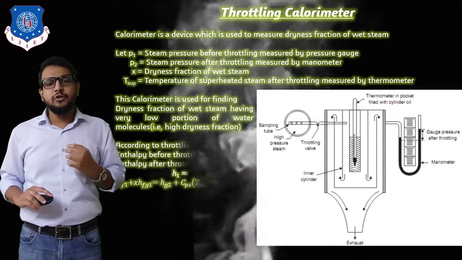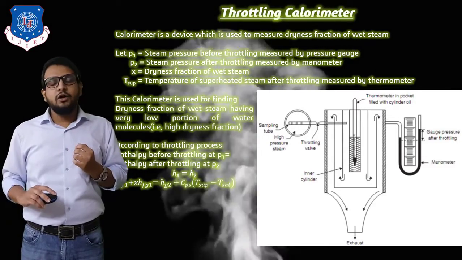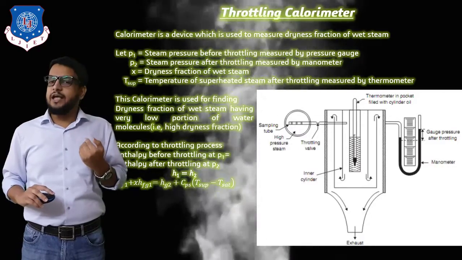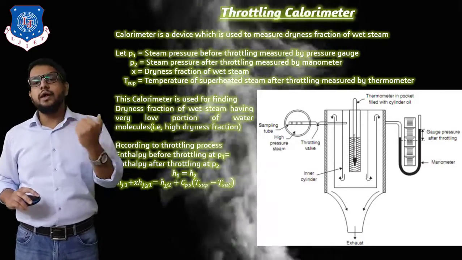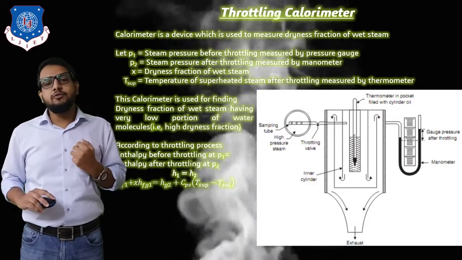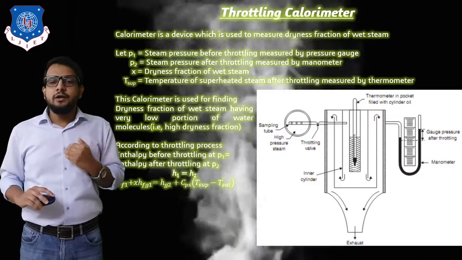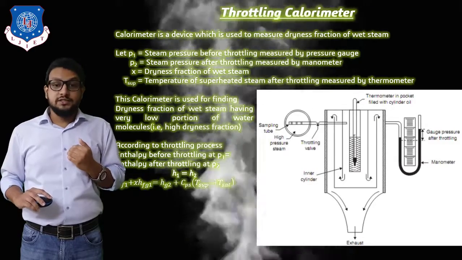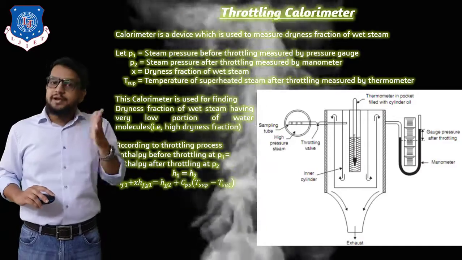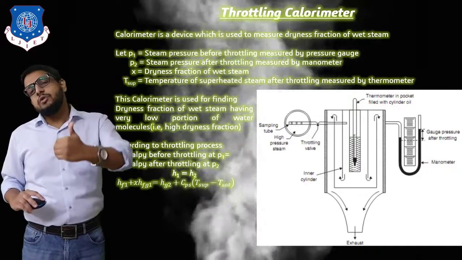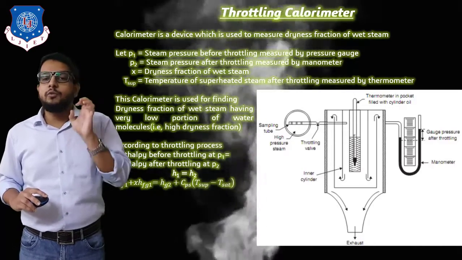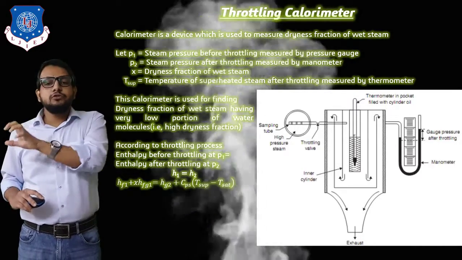Now let's proceed further to determine the dryness fraction. Now according to the throttling process, we know that the enthalpy before throttling at pressure P1 is equal to the enthalpy after throttling at pressure P2. So that is h1 = h2, which we have obtained during our throttling process, right? Now as we know that before throttling the steam is wet steam, and after throttling the steam is going to become superheated.